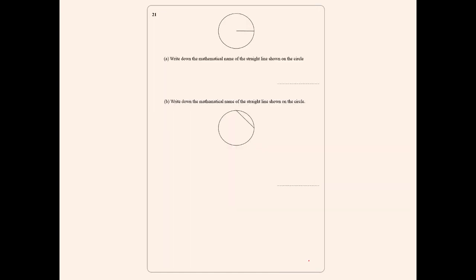Question 21, write down the mathematical name of the straight line shown on the circle. So we know we have a radius starting from the midpoint of the circle to the end of the circle at the circumference, which is the radius. So radius. And this line does not go to the midpoint. That's the chord.